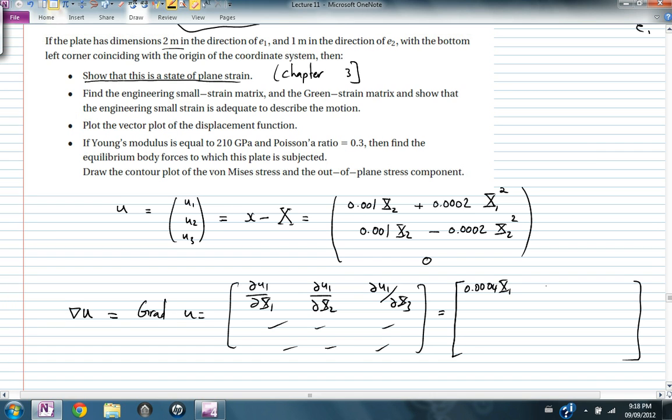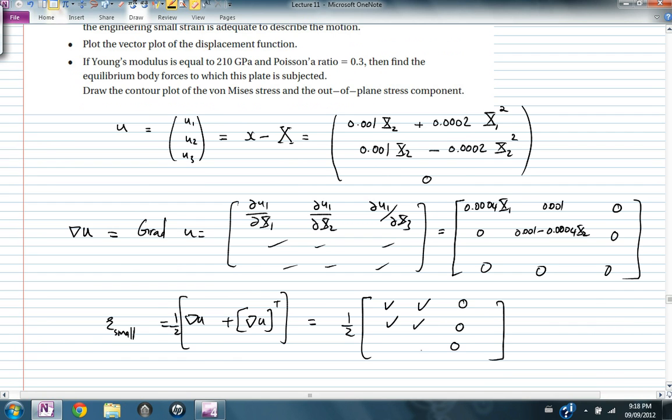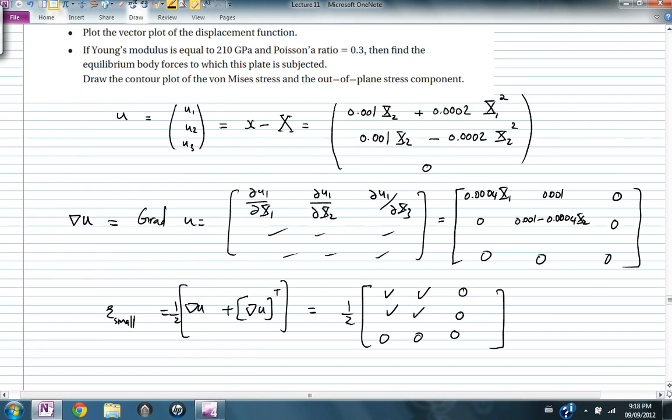x1, 0.001, 0, 0, 0, and a 0 here, and 0.001 minus 0.0004 x2. Okay, so the strain, the small strain, is equal to the gradient of u, 1 over 2, plus this matrix gradient of u, but the transpose of it, which gives me half a matrix. You're going to find a non-zero value here, non-zero, non-zero, non-zero, and then 0, 0, 0, 0. Indeed, it's a state of plane strain.